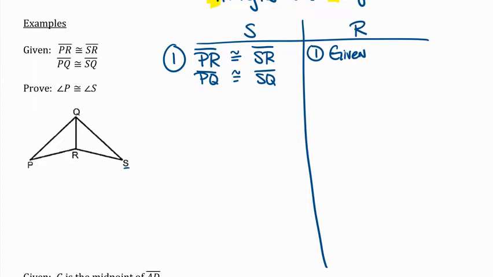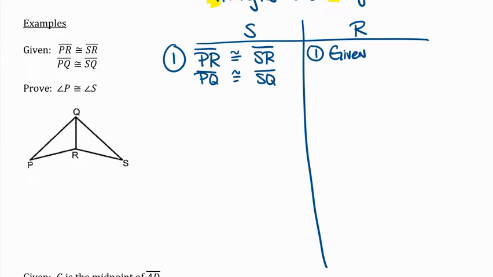But if I want to prove angle P and angle S, well, those are corresponding parts of these two triangles that are shown here, right? So basically what I need to realize is that if I can prove those two triangles congruent, then that has to mean that angle P and angle S are congruent because they're corresponding parts. Okay, so I'm going to start the same way as we did before. I'm going to mark up my picture as much as I can.